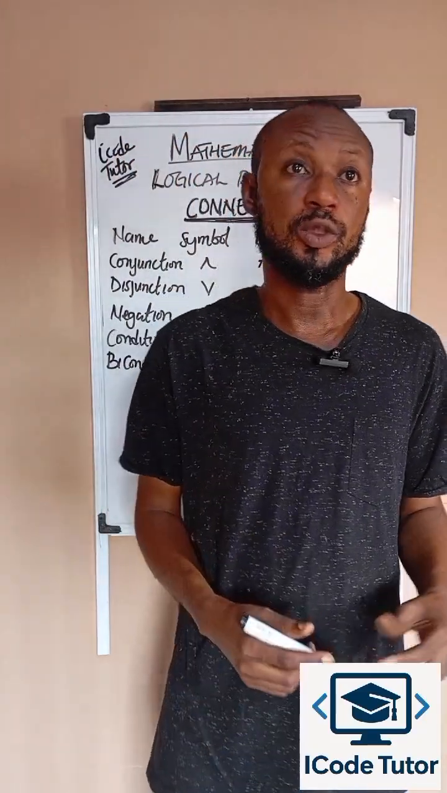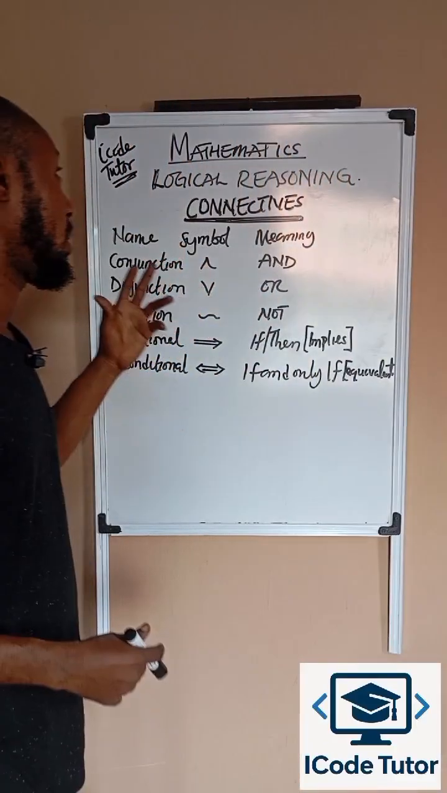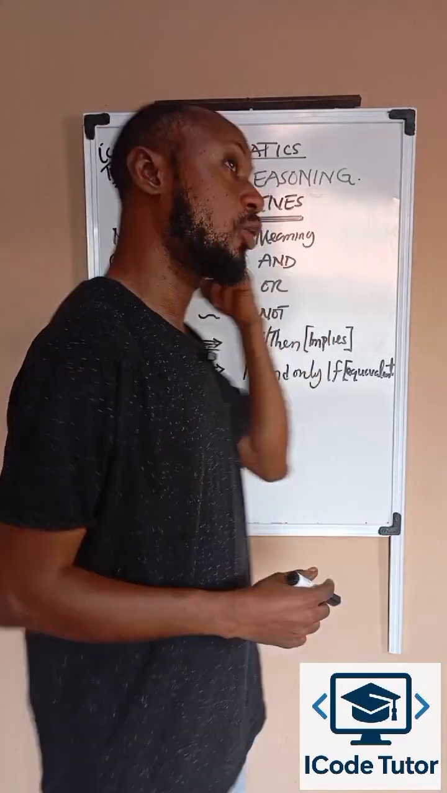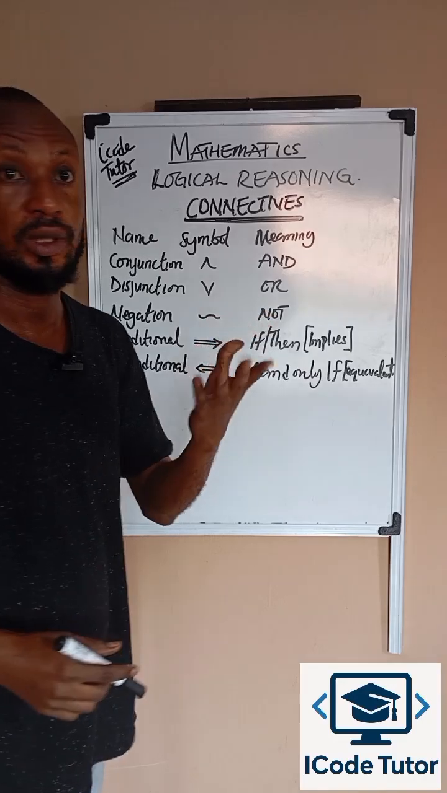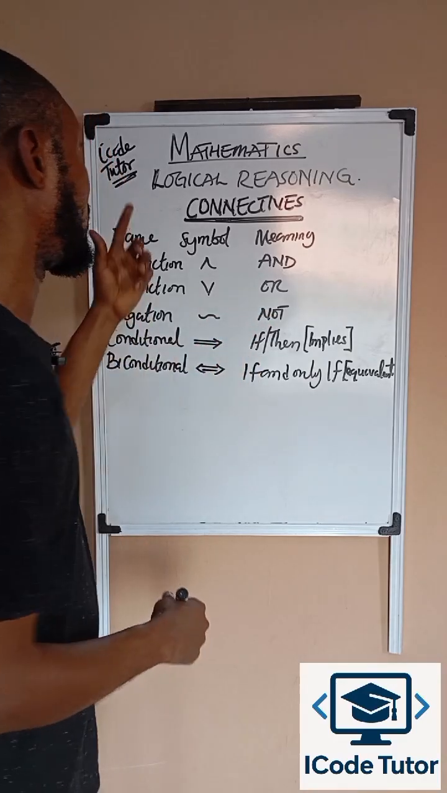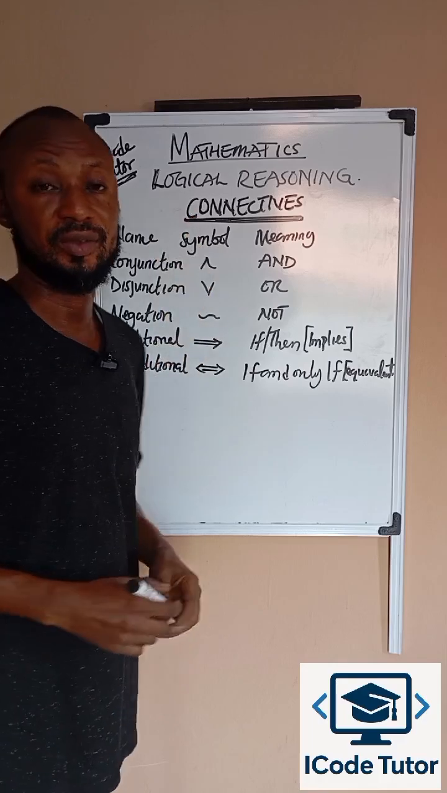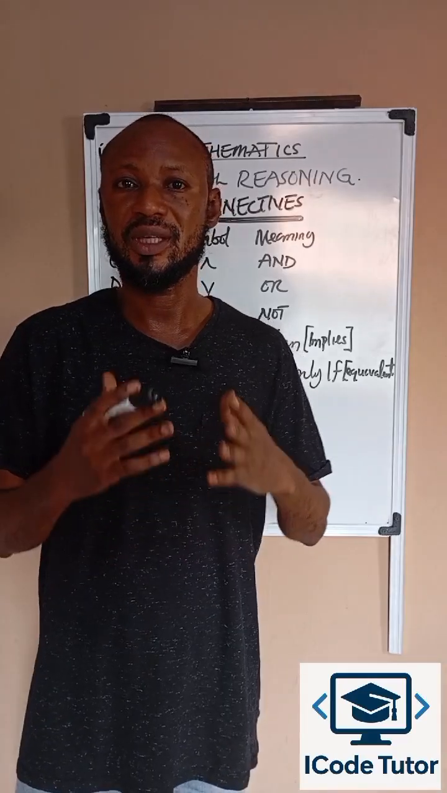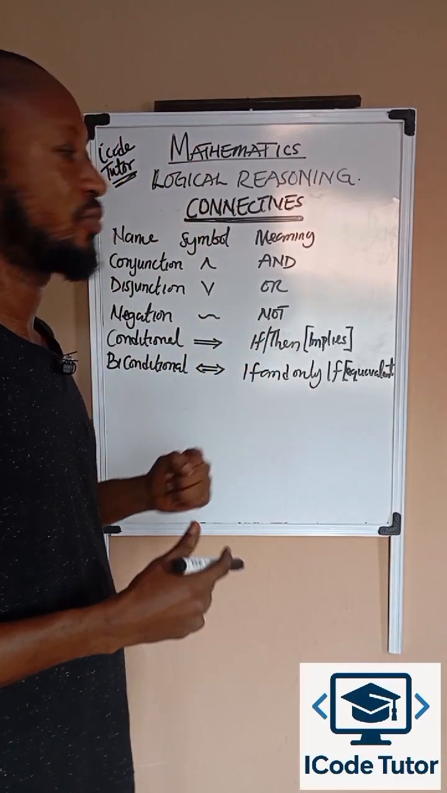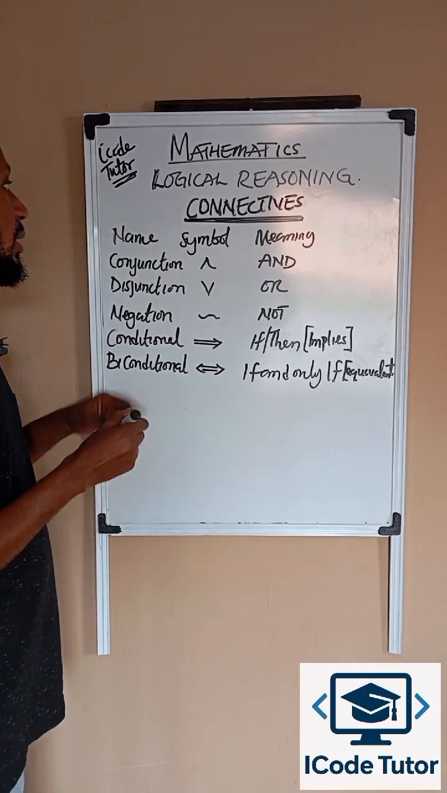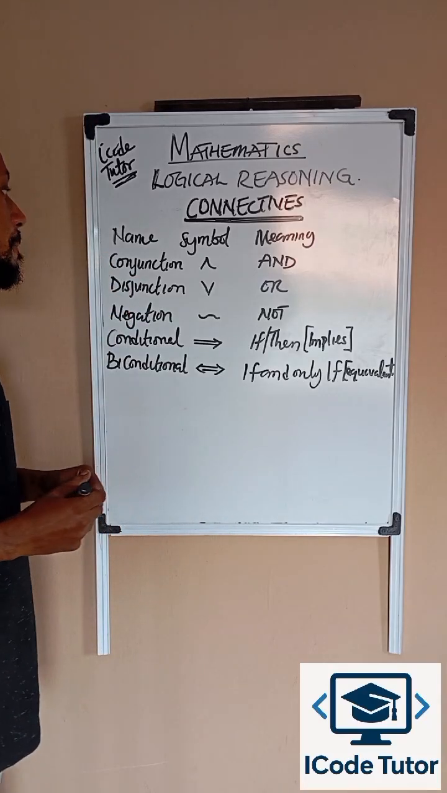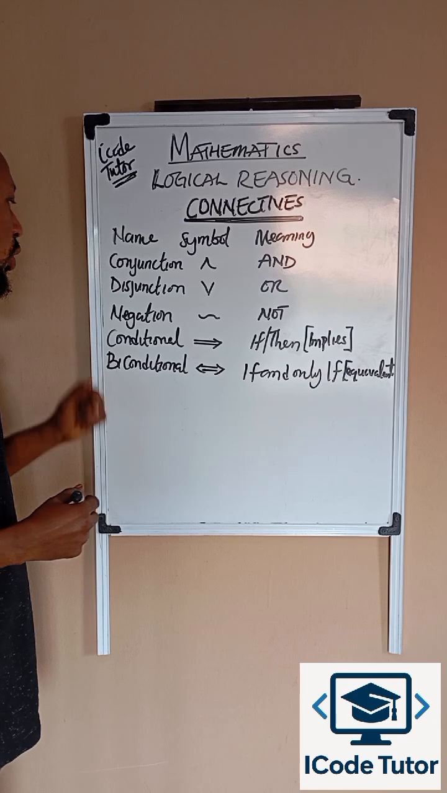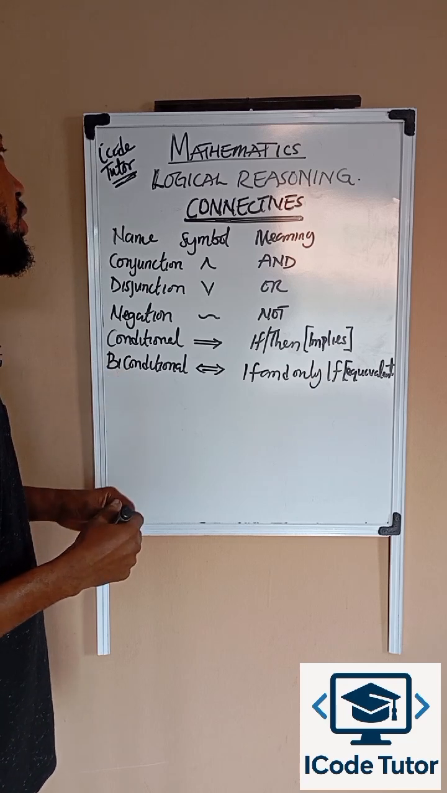From our previous topic we discussed logical reasoning. But today we are going to continue from where we stopped in our last class. Now this is logical connectives. We want to look at several connectives, different connectives in logic. Now we have conjunction, disjunction, negation, conditional, and biconditional.